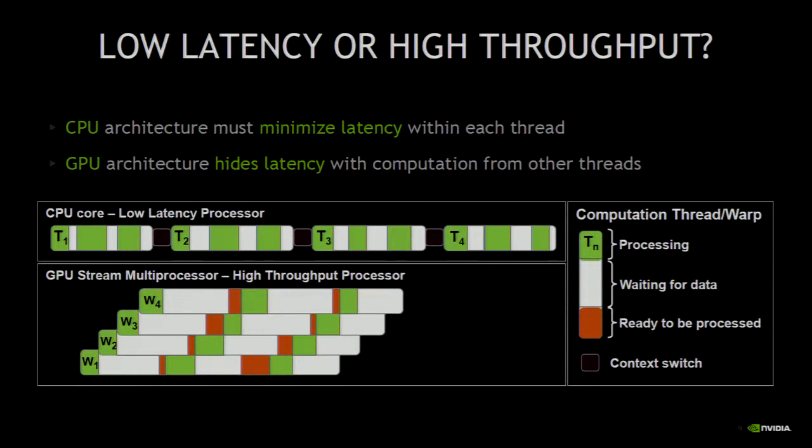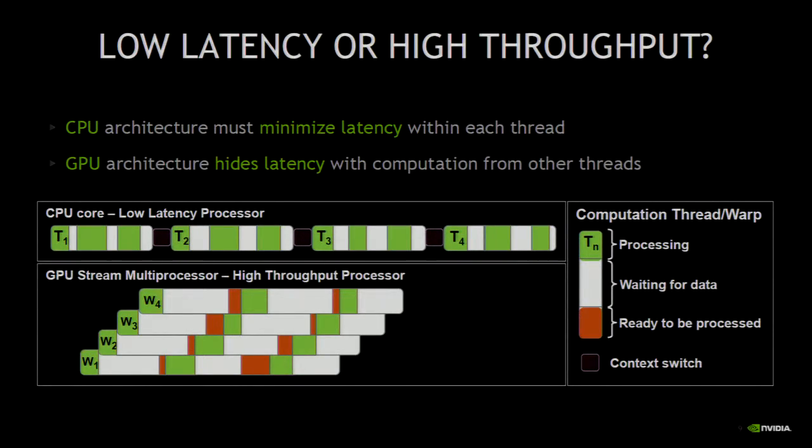Now, what is different between CPUs and GPUs? How do they differ from each other? Let's dig a little bit more into details. CPUs are designed to minimize latency. So they have big caches, and they try to complete their work as soon as possible.